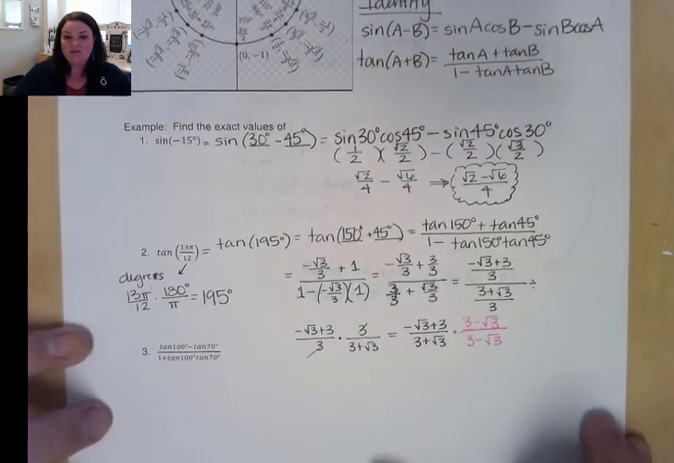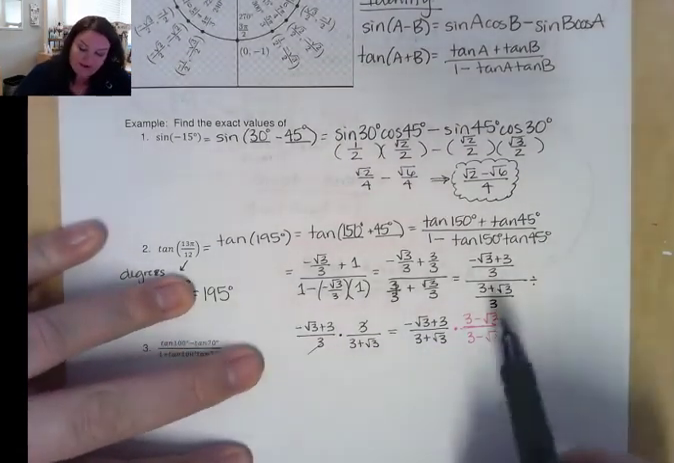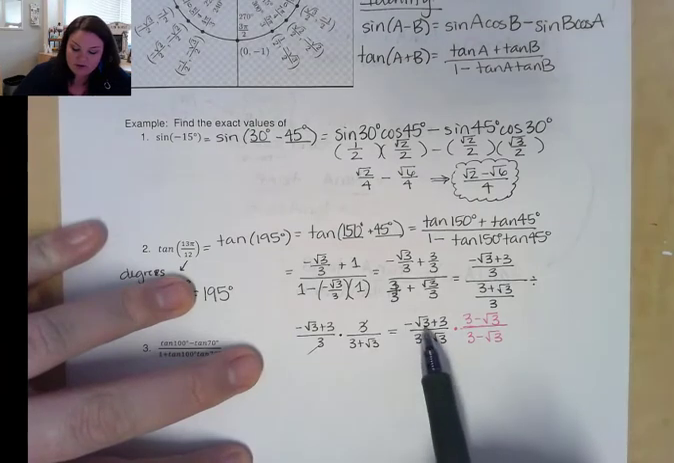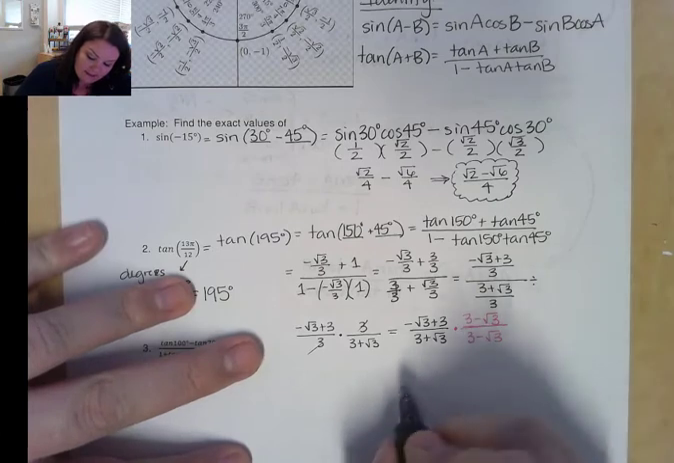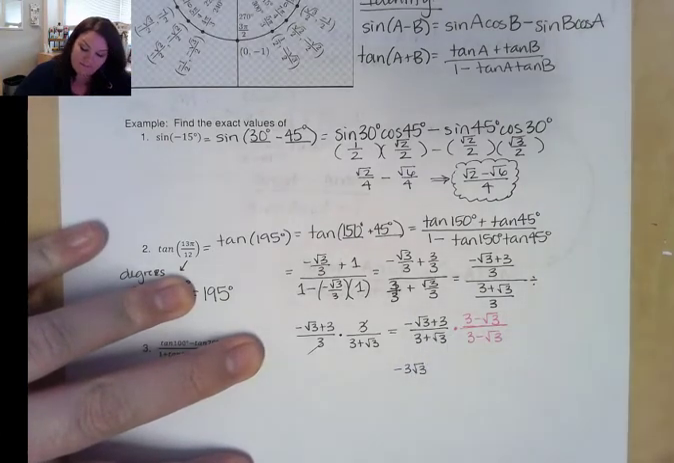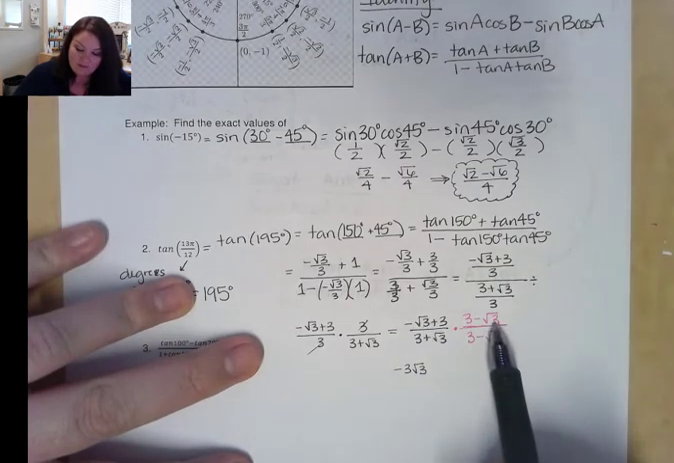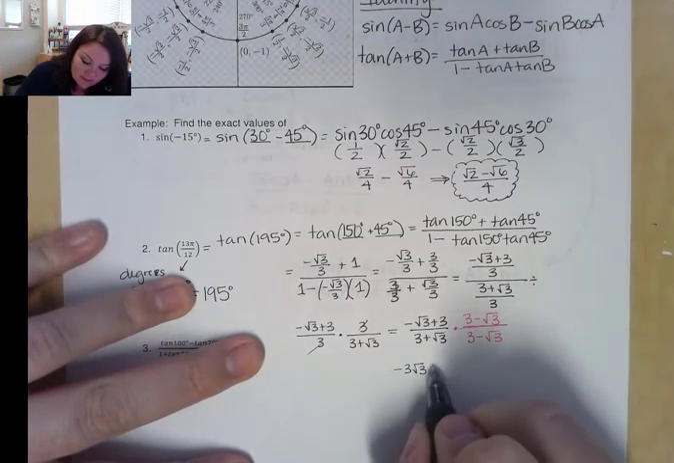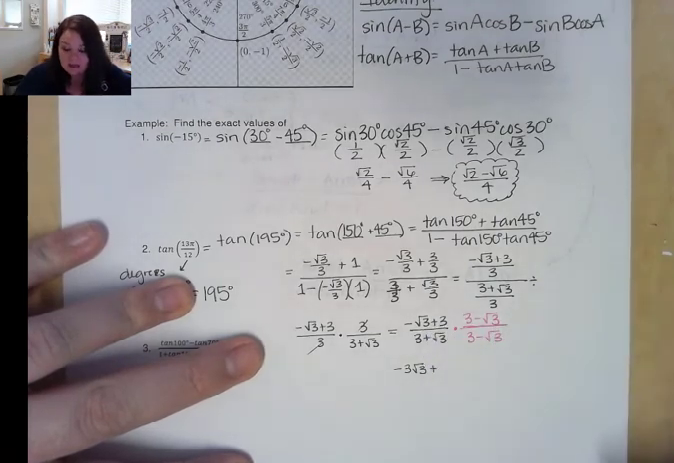So I apologize, this one's got a little bit extra work to it. If I start distributing negative square root of 3 times 3, that's going to give me negative 3 square root of 3. Negative root 3 times negative root 3: well, a negative times a negative gives me a positive, and square root of 3 times square root of 3 is square root of 9, which is then just 3.